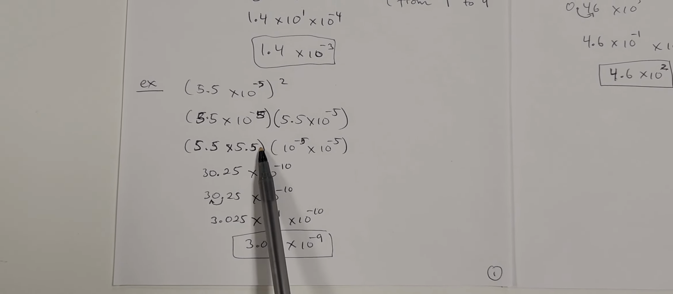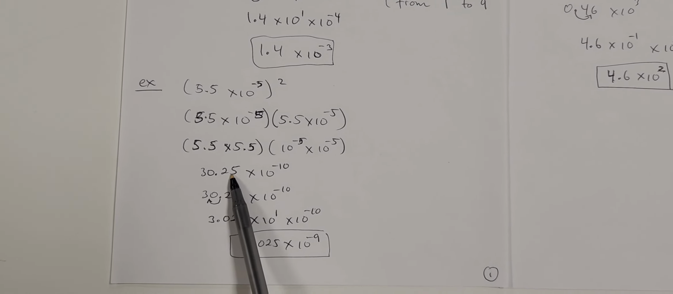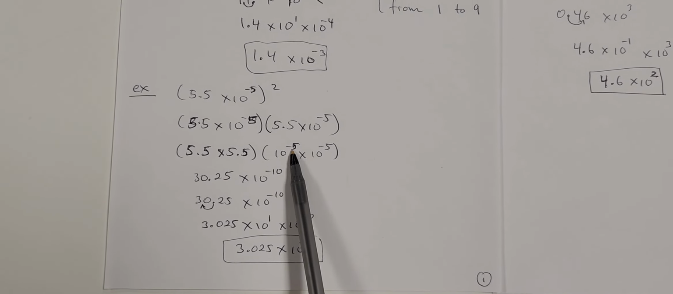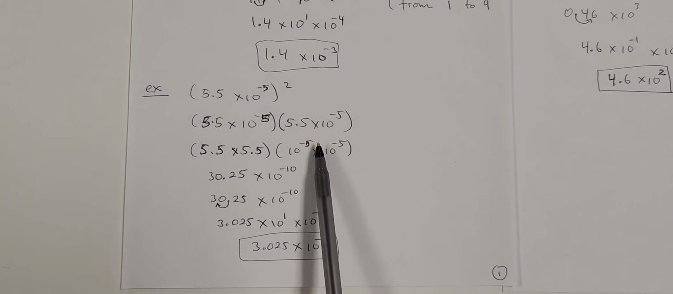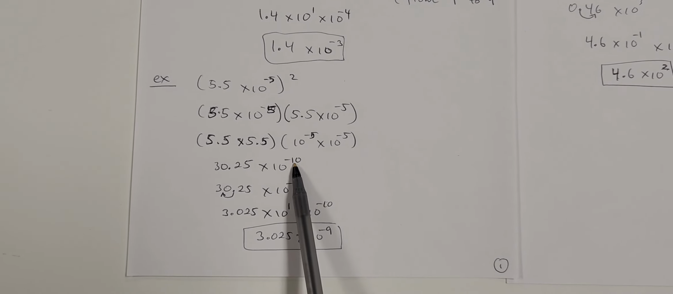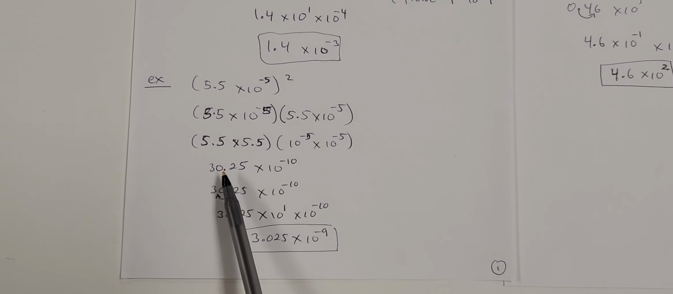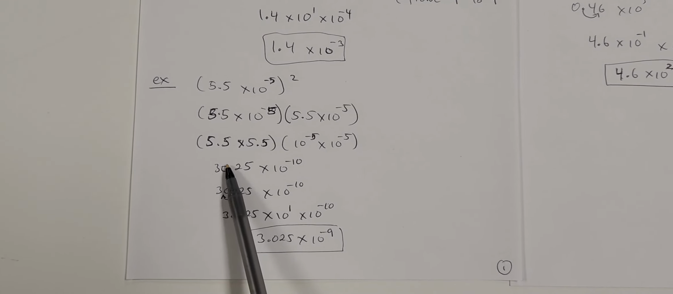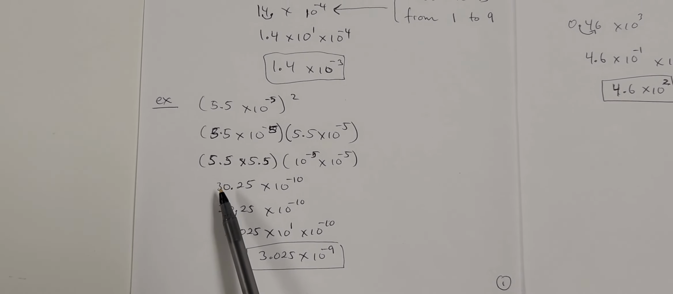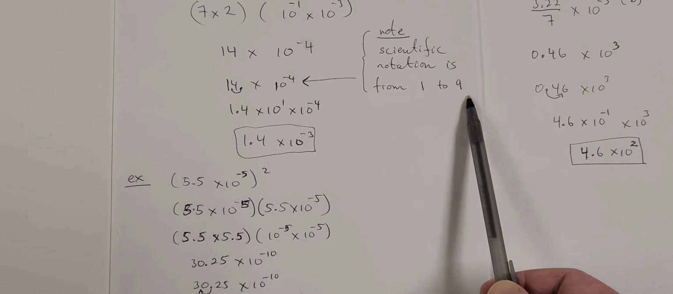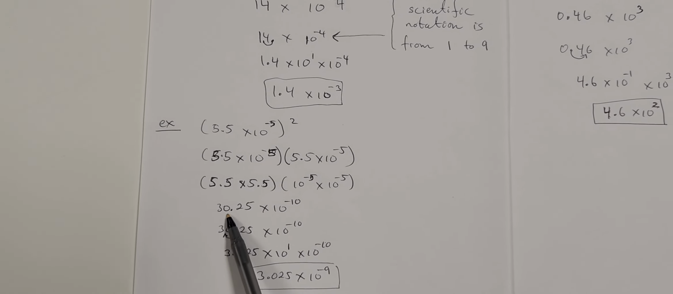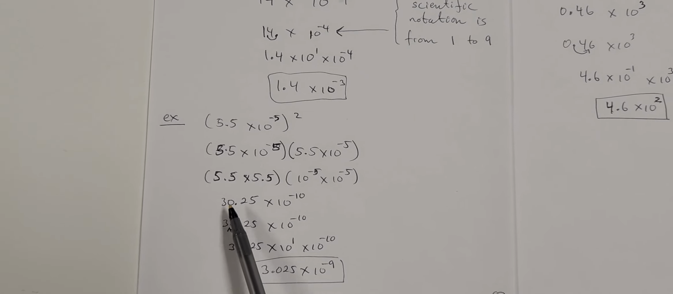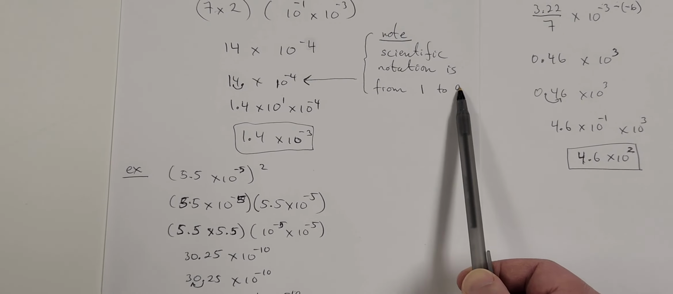5.5 times 5.5 comes out to be 30.25. And then this -5 and this -5, we add them together. So -5 plus -5 gives me -10. Okay, again, scientific notation, the first number has to be from 1 to 9. This is 30, so we have to make it smaller because 30 is bigger than 9.